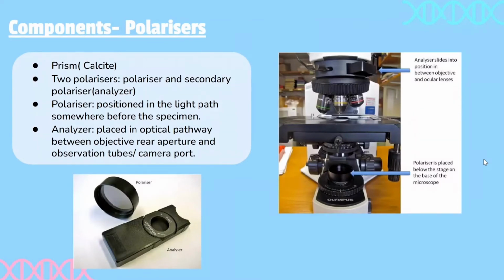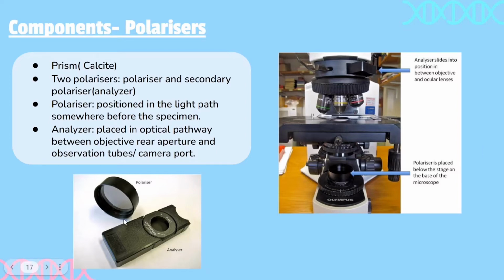The first major component in a polarizing light microscope is the polarizer. There are two polarizers. The second polarizer is usually referred to as an analyzer. The polarizers contain a prism which is created by specifically cutting and bonding together crystals of doubly refracting material, like calcite. The polarizer is positioned in the light path somewhere before the specimen, whereas the analyzer is placed in the optical path length between the objective rear aperture and the observation tubes.